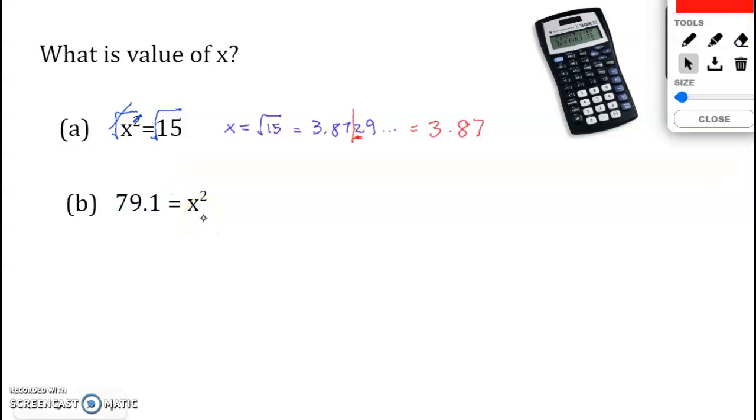This time I have a bit more complicated number. I have 79.1 is equal to x squared. Again, I want to find what x is equal to, not what x squared is equal to. So I'm going to take a square root of both sides. Remember, when I do that, the squaring and the square rooting cancel each other out, and you're just left with x on one side of the equal sign. So I'm going to write it down here. And on the other side of the equal sign is square root of 79.1. This is when you pull out your calculator and enter the square root of 79.1.